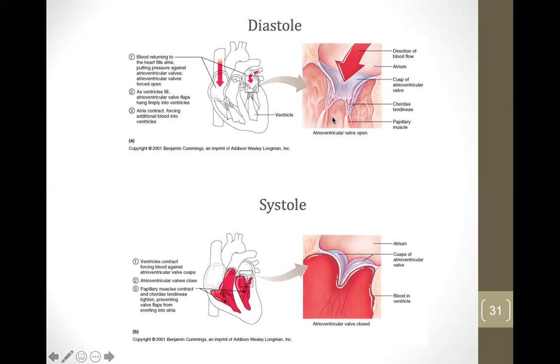When our heart is pumping, when it's contracting, which is what we call systole, what's happening here is our atrioventricular valves will close and prevent our blood from going from the ventricles back up into the atria.